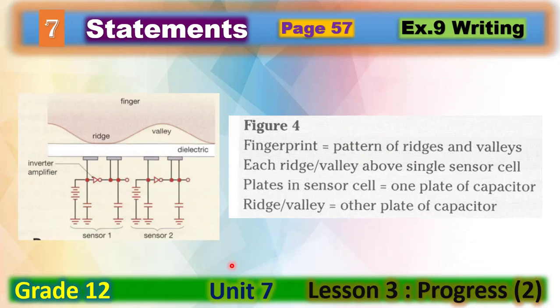Figure number 4, fingerprint. What happens? Pattern of ridges and valleys. Each ridge or each valley is above a single sensor cell. Plates in the sensor cell: one plate of the capacitor, ridge or valley, the other plate of the capacitor.